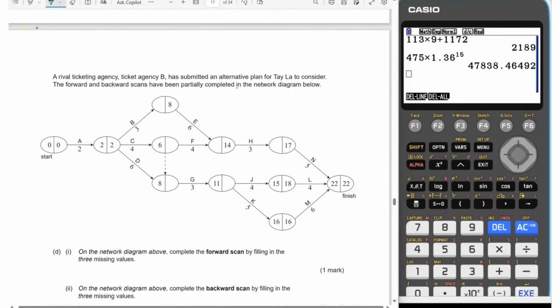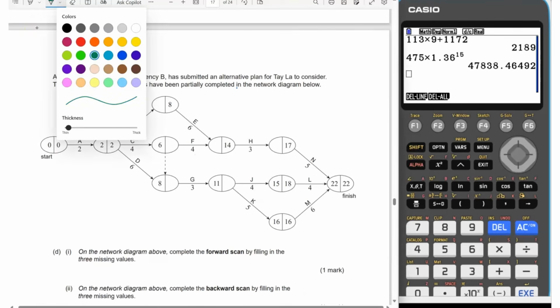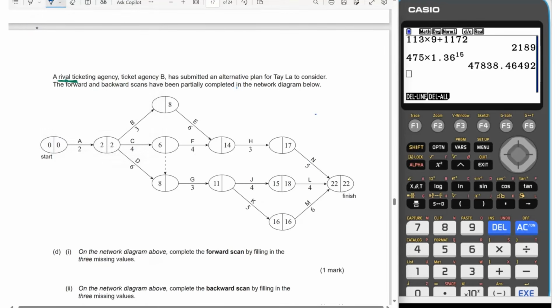So now we're looking at a rival ticketing agency here. And we just have to complete the forward and backward scan for this task. So we'll start with our forward scan. We're missing a number up here, and in order to get that, we're going to add 2 plus 3 to get 5.